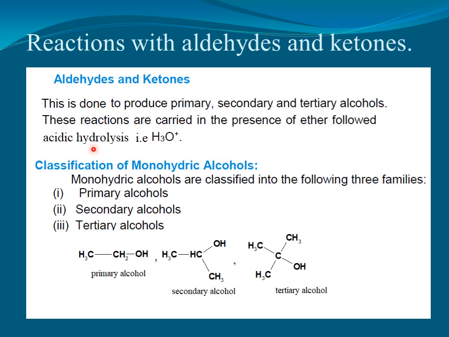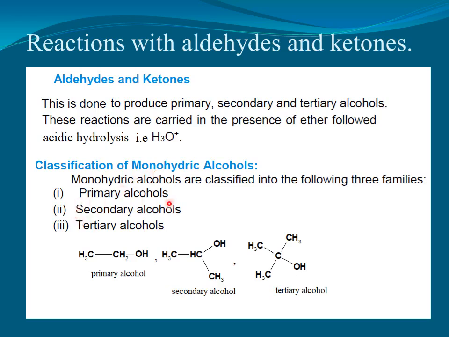Now students, before going into the reaction, let us see how alcohols are classified. The classification of monohydric alcohols is as follows. Now what are monohydric alcohols? Alcohols having only one OH as a functional group. Alcohols can have more than one OH. They are called polyalcohols. This is the classification of monohydric alcohols, meaning alcohols containing only one OH group.